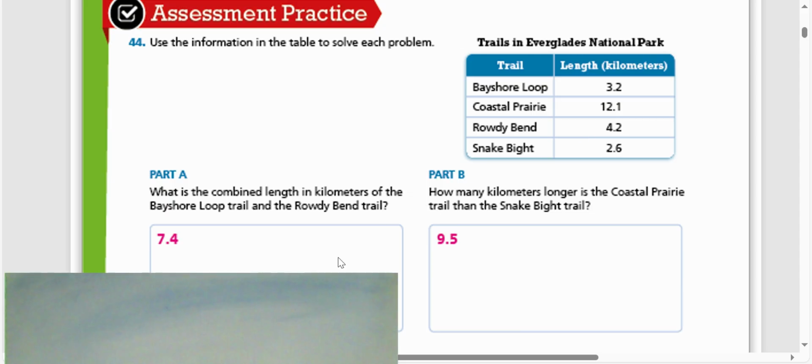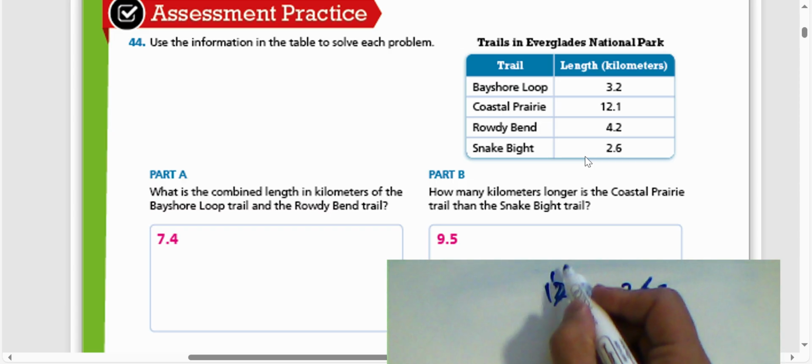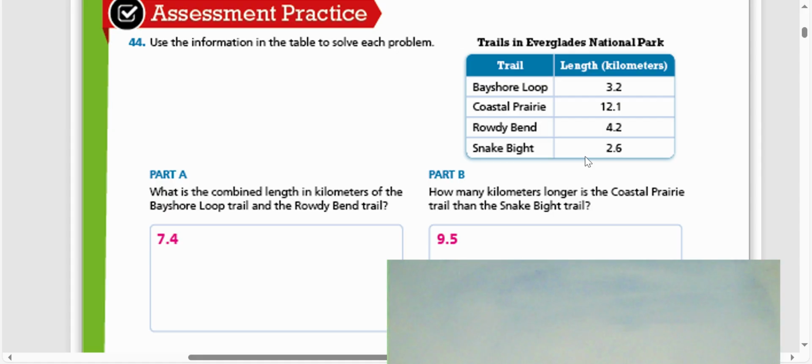And next question, part B. How many kilometers longer is the coastal trail than the other trail? We can find the difference between them. The coastal here is 12.1 subtract 2.6. We can find the difference between two numbers. 1 minus 6, we can't do it. Pull 1 from 2 will be 1, and here 11. 11 minus 6 is 5. And 1 minus 2, we can't do it. 11 minus 2 equals 9. Then the result will be 9.5.